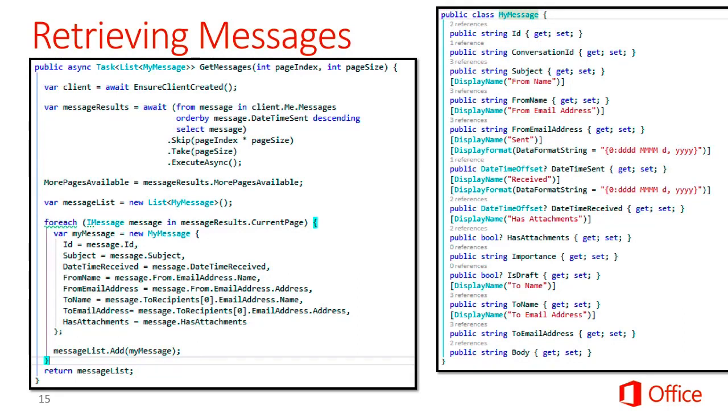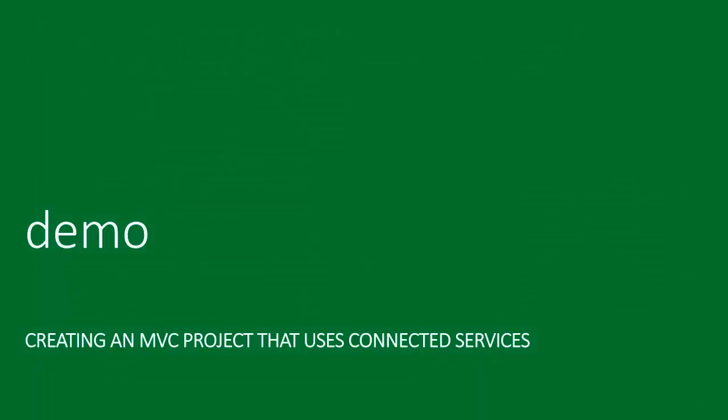I'm then going to get a list of all the messages, and then I'm going to walk through all the messages that I got back on the current page, and I'm going to convert those to my own object that you see I've defined here on the right-hand side. I'm going to use that as my model for my views inside of my MVC application. Let's take a look at a demo of this in action.